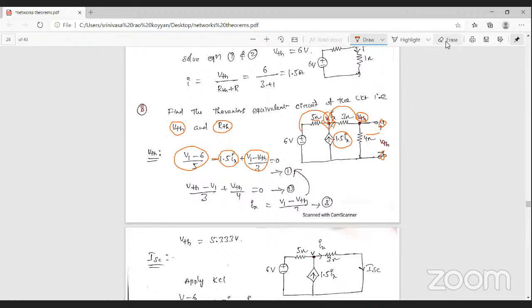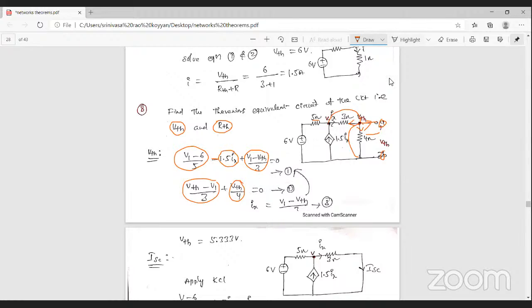Next, apply KCL at the second node, that is the VTH node. To apply KCL at this node, that is (VTH minus V1) by 3. Next, let us assume the current is leaving in this path, that is VTH minus ground voltage, (VTH minus 0) by 4, that is VTH by 4. Here in this path, there is no current passing through. Why? Because here is an open circuit, that's why the current is 0, that's why it is equal to 0.